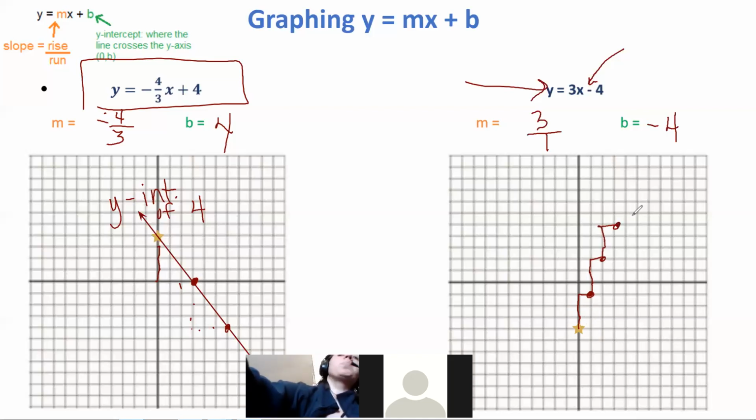I love it when the slope is 1/1. I just have so much fun going up 1, right 1. I'm a math nerd. I admit it. Woohoo! Okay. And that's it.